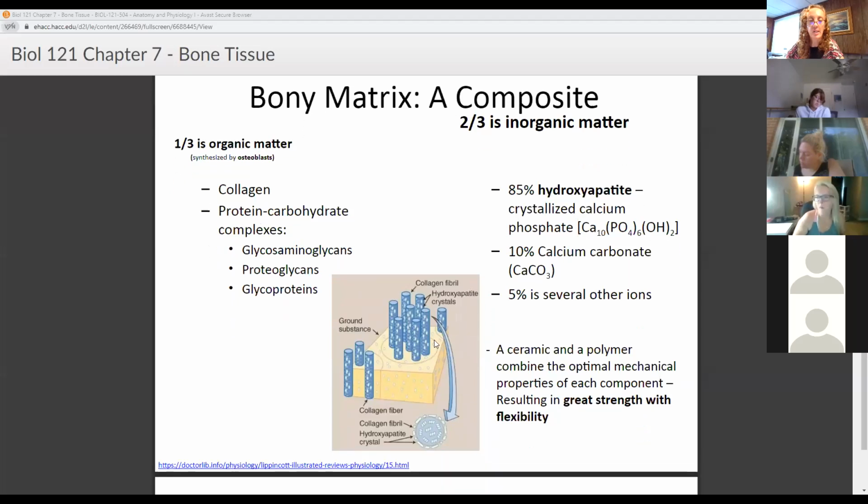If you cook a bone for a really long period of time, you can get rid of the organic components. And what you're left with is just the crystallized hydroxyapatite. That will be my next experiment. I'm not going to do that just yet. And so the organic material gives it the flexibility. The inorganic material gives it the strength.